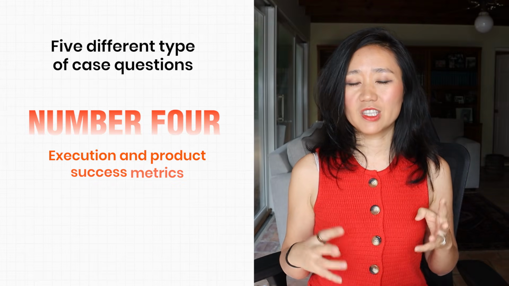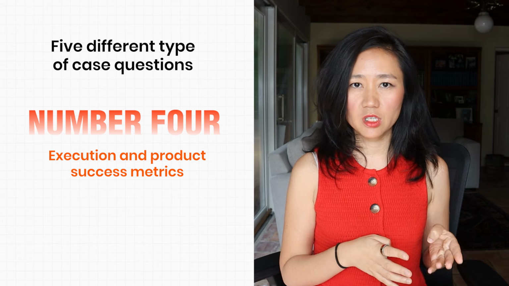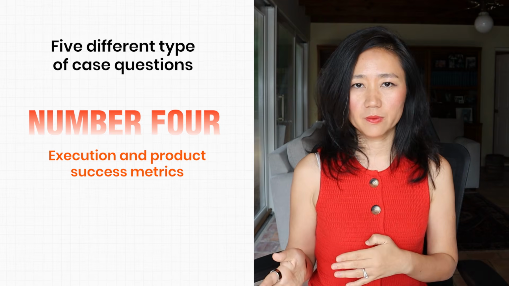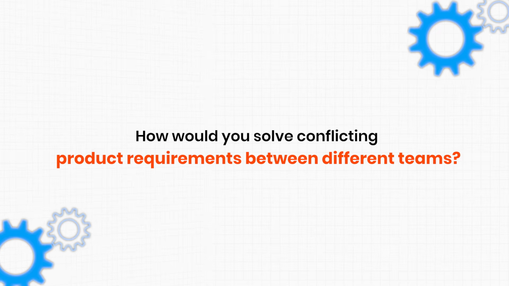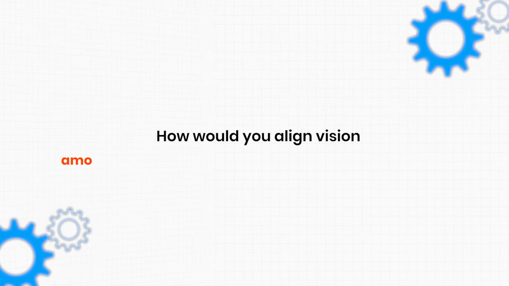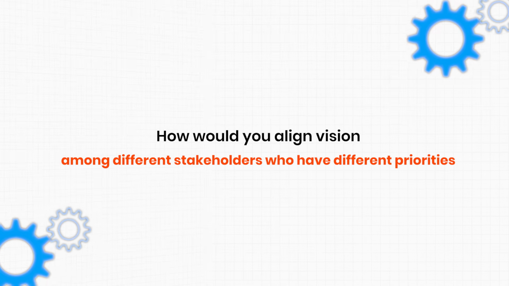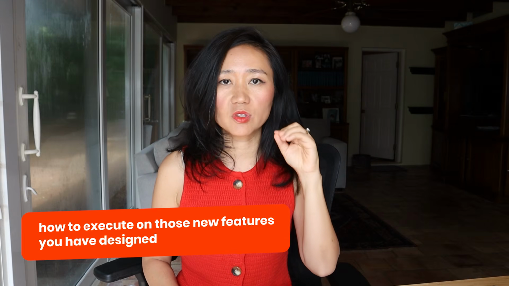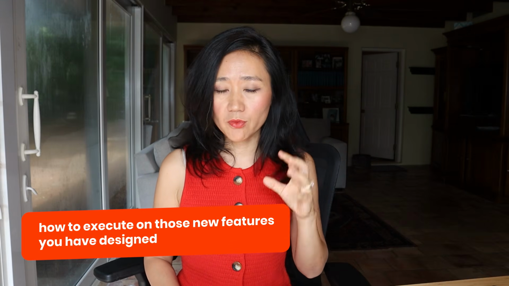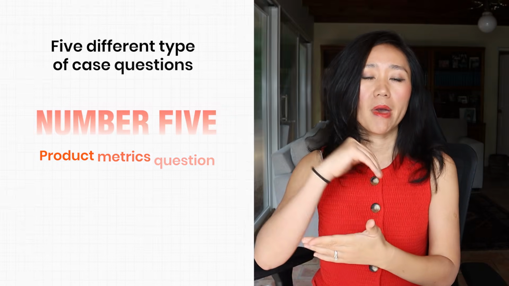The next type of interview question they're asking you in the second round is the execution and product success metrics interview. For example, how would you solve conflicting product requirements between different teams? How would you align vision among different stakeholders who have different priorities, and give them a specific example? They're also going to use one of the product designs you have done in the past to ask you how to execute on those new features you have designed. So get ready.